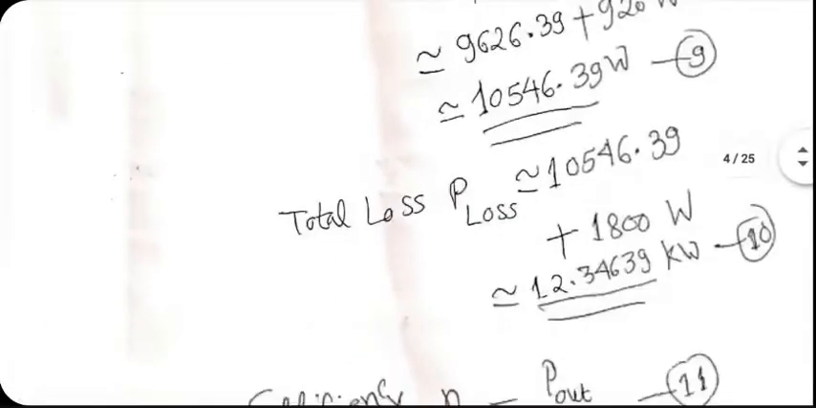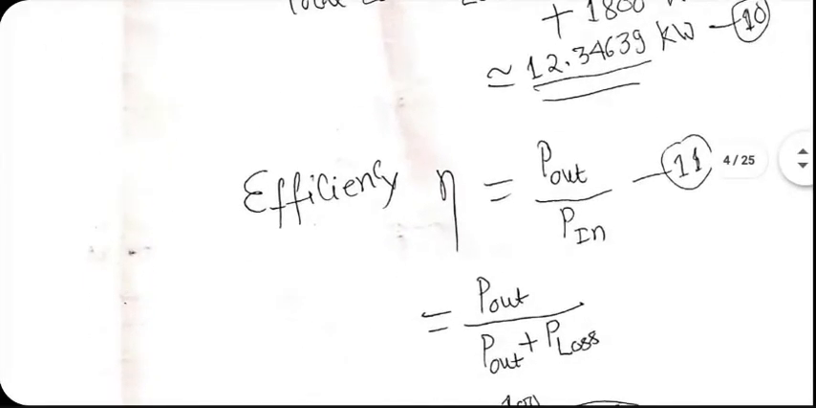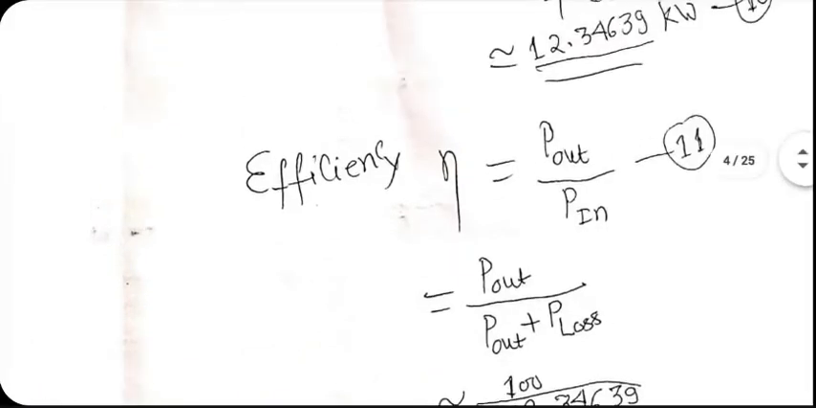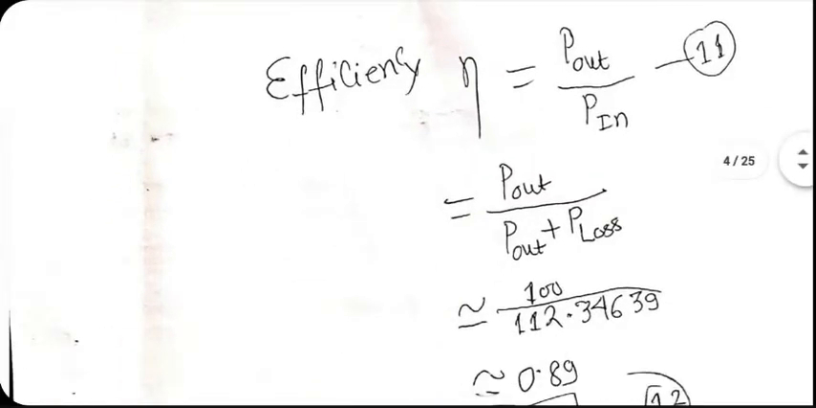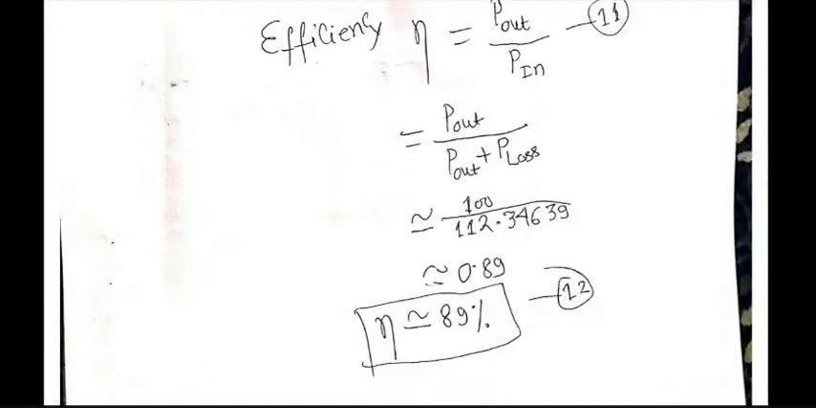Input power will be output power plus loss power, right? This is what efficiency is all about then. Plug in the values, 100 divided by... I'm writing values in kilowatts right now, in numerator and denominator both. P out is 100 kilowatt, P in is 100 plus 12.34, so 112.34 something. Take the ratio and multiply by 100. Efficiency at full load turns out to be around 89%.